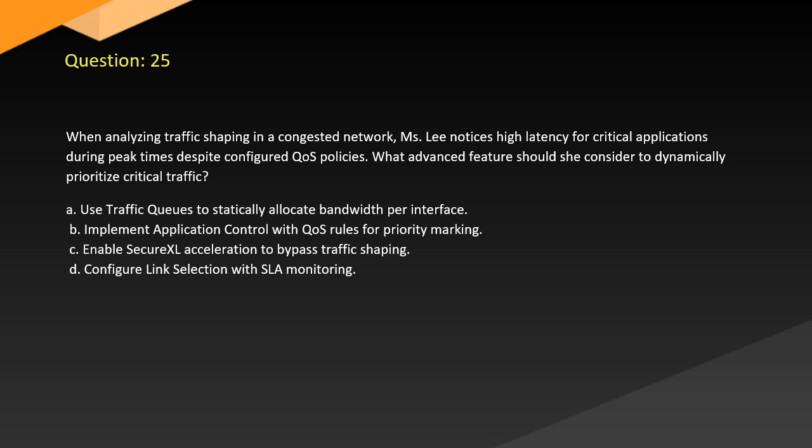A. Use traffic queues to statically allocate bandwidth per interface. B. Implement application control with cost rules for priority marking. C. Enable SecureXL acceleration to bypass traffic shaping. D. Configure link selection with SLA monitoring.